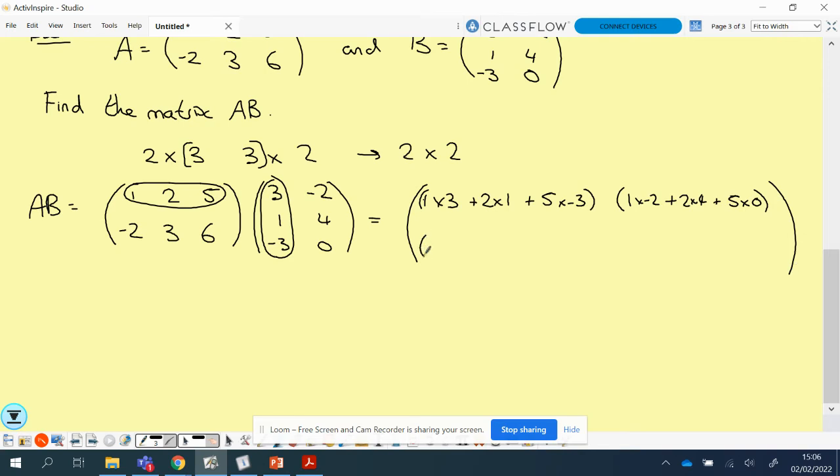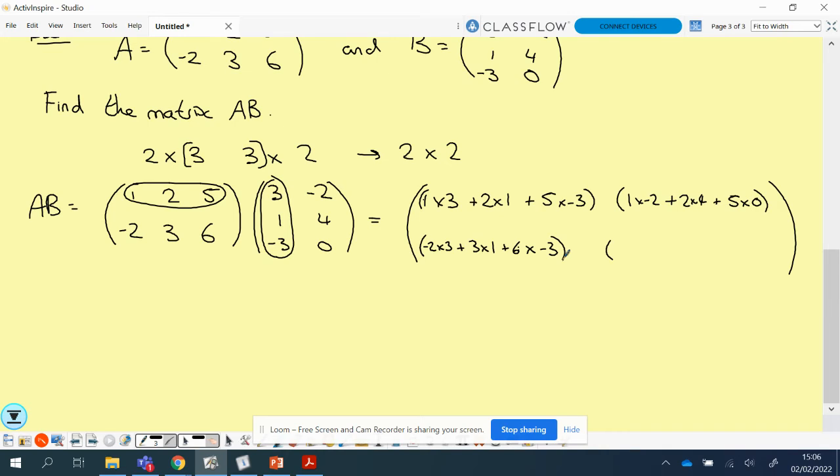Now we're on to the second row, so I'm going to do the second row with the first column. That's going to be -2 times 3, plus 3 times 1, plus 6 times -3. It's a little bit squished, I'll rewrite that, it's a little harder to read. Let's try that again. 6 times -3.